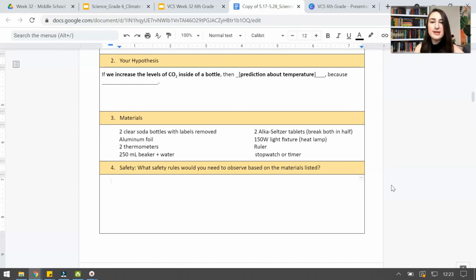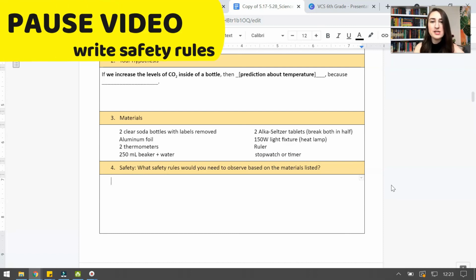The rules can also be specific to your situation. I know a lot of us are learning at home, so maybe your grandpa doesn't want you getting stains on the rug where you're working on. That would be a safety rule that you need to consider. Also, let's look at the materials. Let's see, clear bottles with labels removed. Maybe you want to make a safety rule that details how to carefully remove a soda label. Those are examples. So pause this video, come up with at least 3 different safety rules on your own.